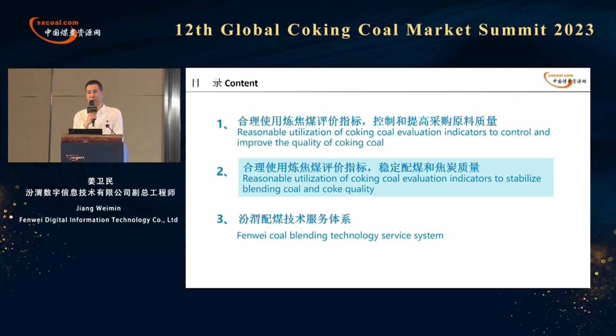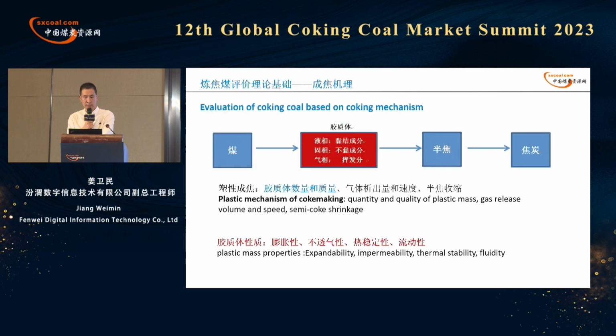In the procurement process, you cannot restrict too many of the indicators, because if you do, you'd have to conduct a lot of tests in the production process and then feed back to the procurement process. So there are not so many measures to restrict the quality of the coal. And now let's talk about the evaluation of coking coal based on coking mechanism. So we have to know the usage of each component.